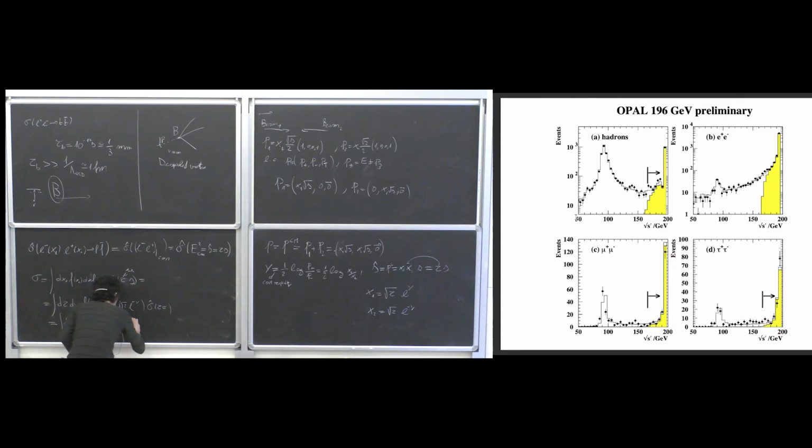dL/dτ, the differential luminosity, is the integral in y of the PDF at √τ e^y times the PDF at √τ e^(-y). Okay? Now, beam physicists can measure these f's. They are very much Gaussian, and so this luminosity is also Gaussian.